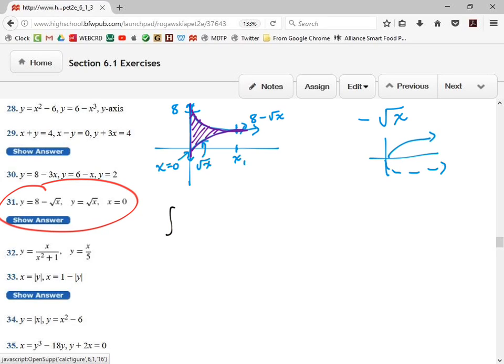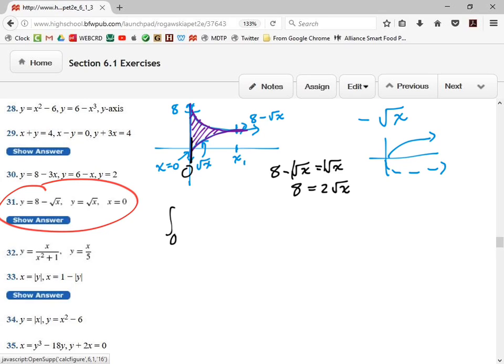If we do x's, we're going to start right here at 0. So I go 0, and then we have to find the point of intersection. So I'm going to try to do this without a calculator. I'm just going to set the 2 curves equal to each other and solve. So we have 8 minus the square root of x equals the square root of x. Okay, so in order to solve this, I'm going to have to get the x's on one side, and so I have 8 equals 2 square root of x, because you would add a square root of x to both sides.